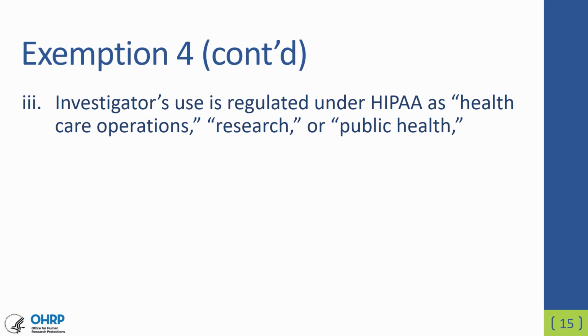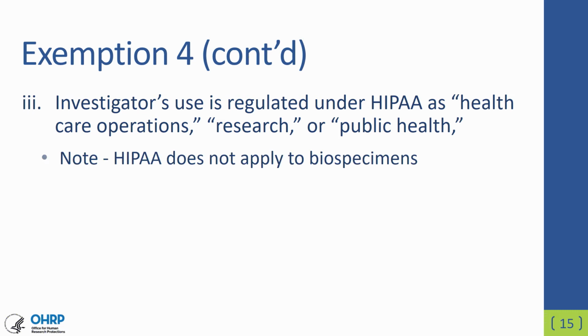So with exemption 4, it has actually been expanded under the revised Common Rule, and there are 2 additional provisions under exemption 4 that investigators can potentially use. Here, provision 3 says the investigators' use is regulated under HIPAA as healthcare operations, research, or public health. So in other words, if the investigator who is going to be doing the secondary research belongs to a HIPAA regulated entity, they can actually continue to use the information with identifiers for their research. So they can retain the identifiers. Note that HIPAA does not apply to biospecimens. So we're really talking about information.